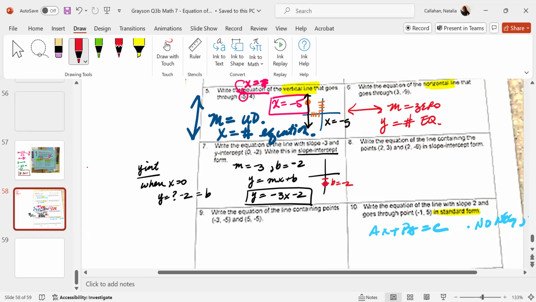You should be able to do number 8. Number 8 gives you 2 points. Remember, this is the one where we found the slope, right? And then we found b, right? Same thing with number 9. Number 9 and number 8 are exactly the same. Okay, that's the same thing as our scavenger hunt, okay?